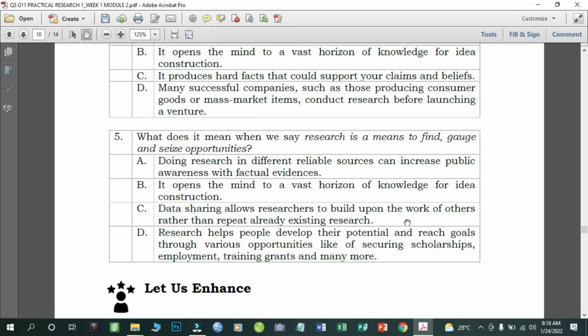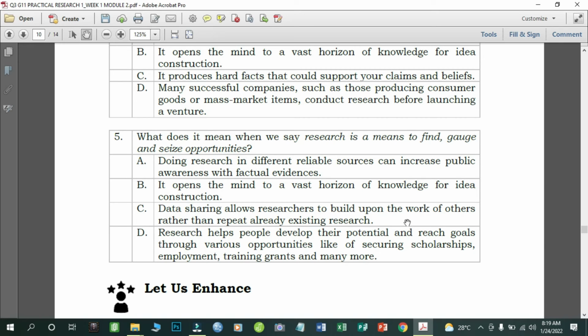Okay, for number 5, what does it mean when we say research is a means to find, gauge, and seize opportunities? A. Doing research in different reliable sources can increase public awareness with factual evidences. B. It opens the mind to various horizons of knowledge for idea construction. C. Data sharing allows researchers to build upon the work of others rather than repeat already existing research. D. Research helps people develop their knowledge and research goals through various opportunities like securing scholarship, employment, training grants, and many more.